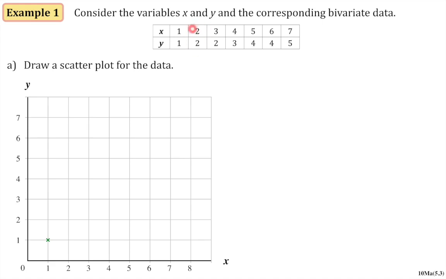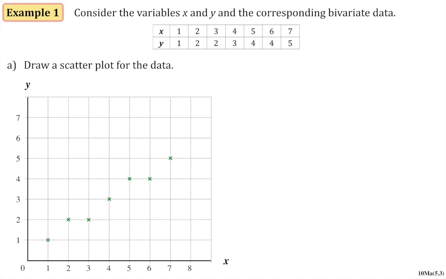The next point will be 2, 2. So go out 2, up 2. The next one, 3, 2. Out 3, up 2. The next one, 4, 3. Out 4, up 3. The next one, 5, 4. Out 5, up 4. 6, 4. Out 6, up 4. 7, 5. Out 7, up 5. So there is my data that has been plotted on my scatter plot.